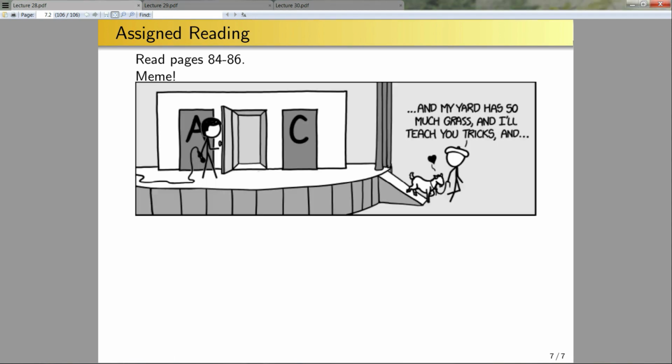Okay, so for the meme, here, and my yard has so much grass, and I'll teach you all kinds of tricks, and yeah, we don't care about the problem. We get a goat. That's awesome.